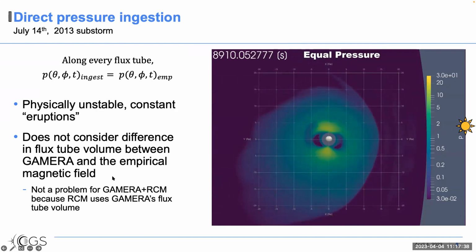But essentially, the gist of it is that in doing this coupling method up here, where we're just ingesting the pressure, we're not considering the fact that there can be a difference in the field line configuration between the empirical model and Gamera. And this is something that we never had to worry about before with Gamera and RCM, because RCM just uses Gamera's flux tube volume even throughout its own domain. So they always agreed on the field topology and just had to adjust the pressures. And that's not the case in this scenario.